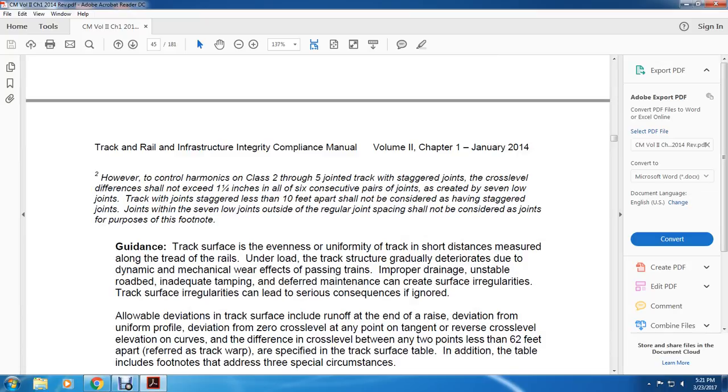Tracks are designed as a uniform track with a short distance benchmark along the tread of the rail. Under load, the track structure gradually deteriorates due to the dynamic mechanical wear effect of passing trains, improper drainage, unsuitable roadbed, inadequate tamping, and deferred maintenance that can create surface irregularities. Track surface irregularities can lead to serious consequences if ignored.